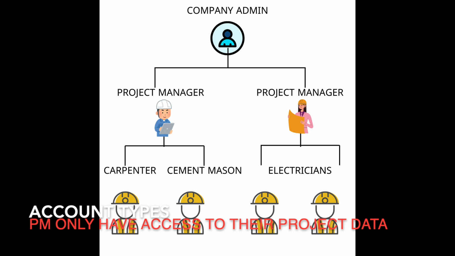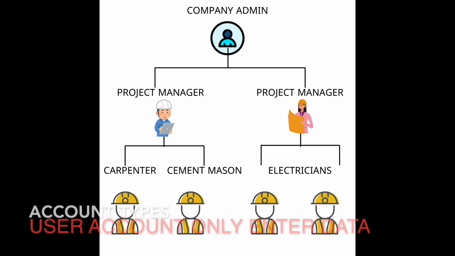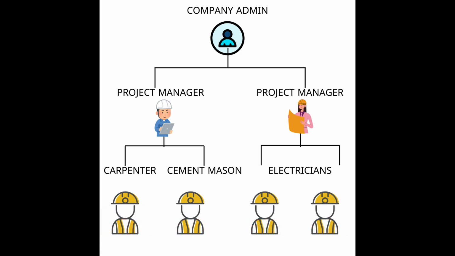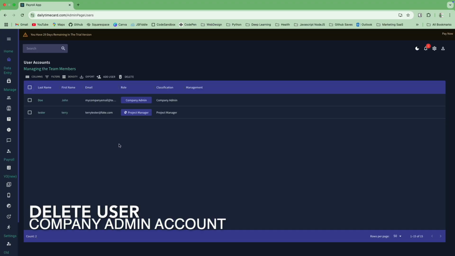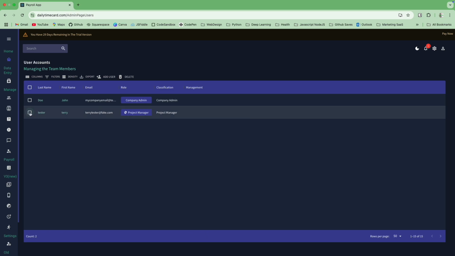Here's a typical org chart. Usually the project managers will approve the workers like carpenters, electricians, and then the company admin will set the rates. Deleting an account is really easy. Just go to the users tab in the sidebar, click the user you want to delete, and hit the delete button.